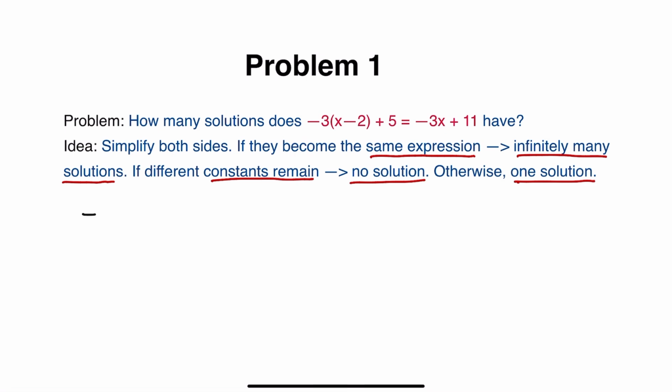We have negative 3 times the quantity x minus 2 plus 5 equals negative 3x plus 11. What we need to do first is distribute this negative 3 to each term within the parentheses. And we know that negative 3 times x is negative 3x.